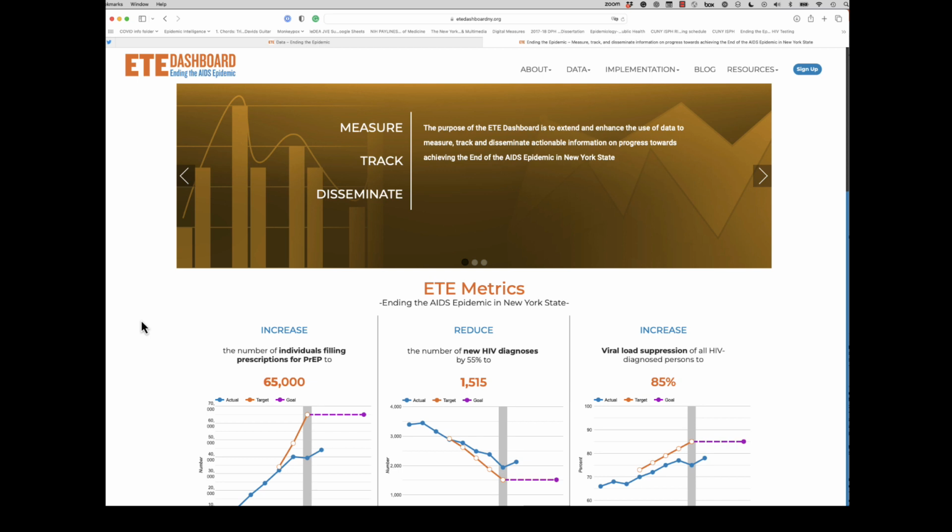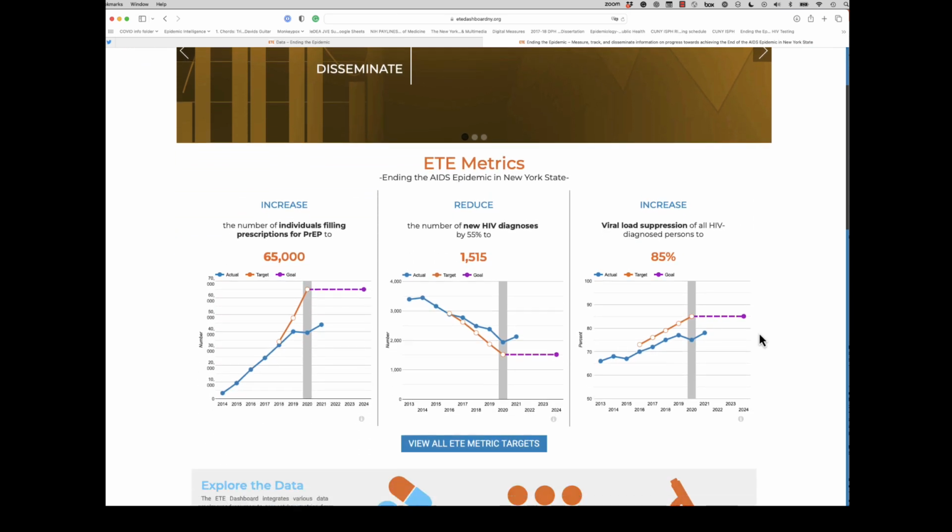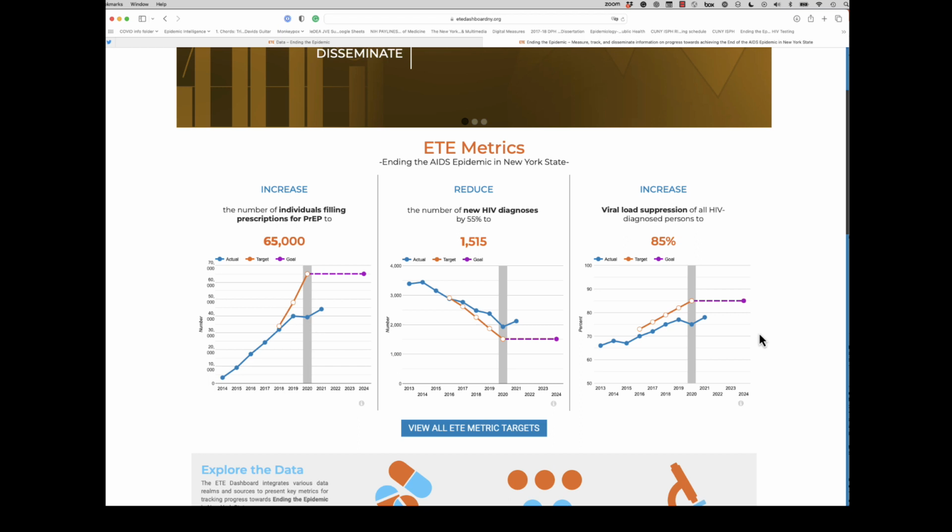So this is the ETE dashboard splash page, and the top banner here gives you a sense of what the dashboard is all about, what it's tracking, and if you scroll down a little bit, you can see some of the metrics. There are many, many different metrics that we track in this dashboard system, but I'll just want to highlight here in the middle is the HIV diagnosis metric tracking. You can see the trend over time and the actual number of diagnoses in New York State in blue. And in orange, we have the targets for the initiative, and you can see that the actual diagnoses are above where we want them to be in relation to the targets.